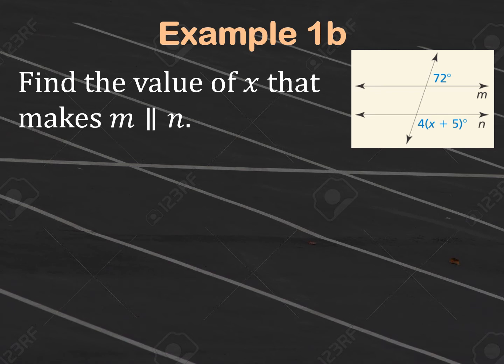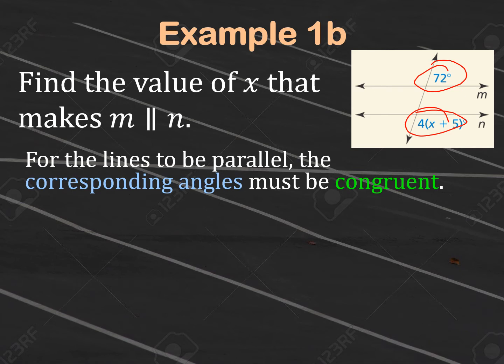1b, find the value of x that makes m parallel to n. So now we have other angle pairs. We have a 72 and a 4 times the quantity x plus 5. Now notice these are not any particular angle relationship. They're not alternate exterior angles because they're not on opposite sides of the transversal. But you can still use the corresponding angles theorem, because if this angle up here is 72, since it's a linear pair with the angle right below it, that angle has to be 108 degrees. 72 plus 108 has to equal 180, which means 4 times the quantity x plus 5 is corresponding to the 108 angle.